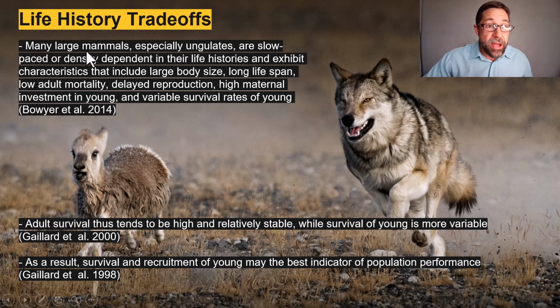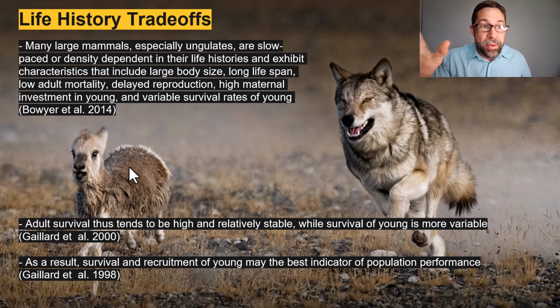Many large mammals, especially ungulates, have slow-paced life tempos, meaning they are density dependent in their life histories, and they exhibit characteristics like large body size, long lifespan, low adult mortality, delayed reproduction when conditions aren't good, high maternal investment in young, and highly variable survival rates of those young.